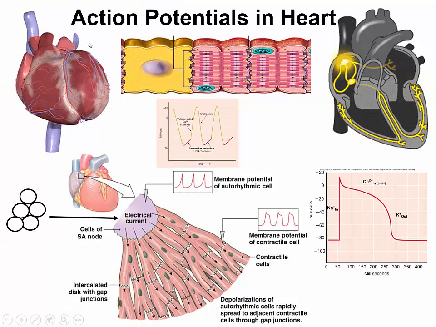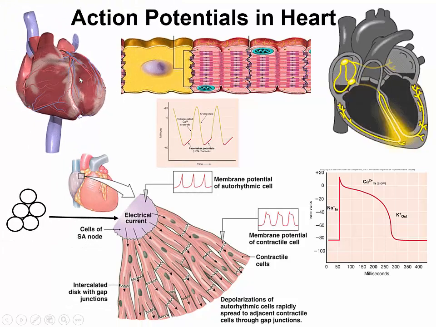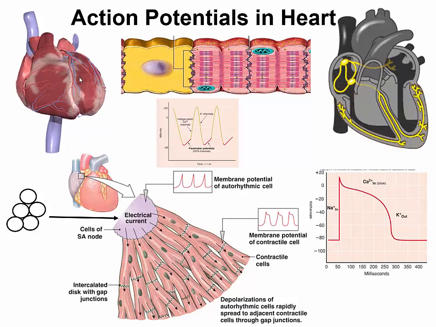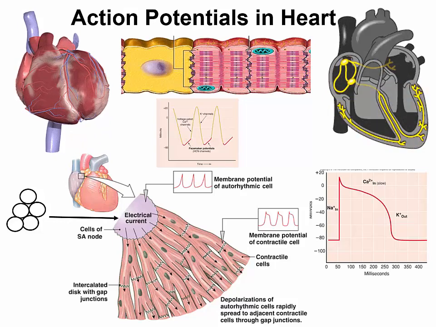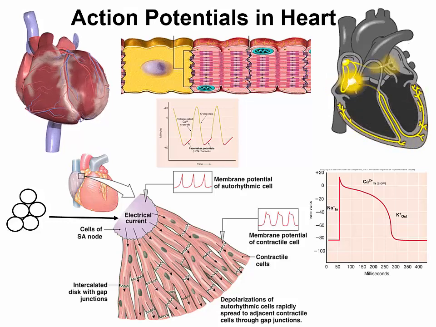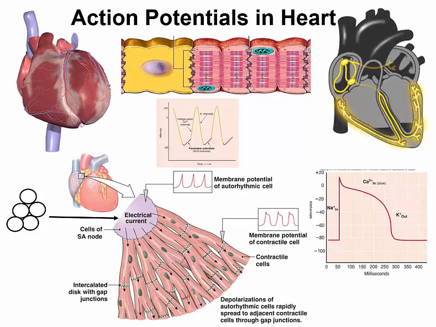When you look at the heart, we have the two atria up here on the top, and we have the two ventricles. How do these atria know when to contract and relax, and the ventricles know when to contract and relax? Well, in the next series of videos, we're going to be looking at action potentials in the heart and the way that the heart regulates when it contracts and when it relaxes.